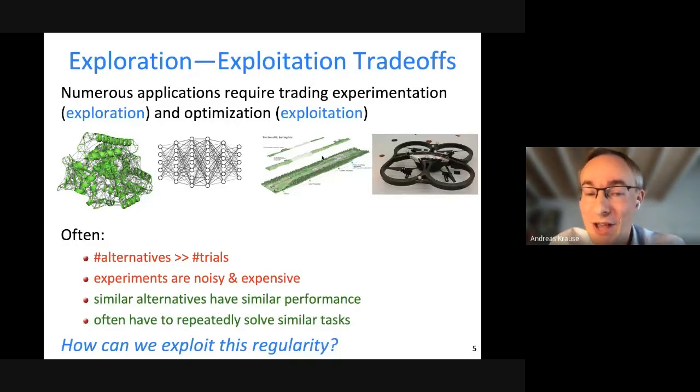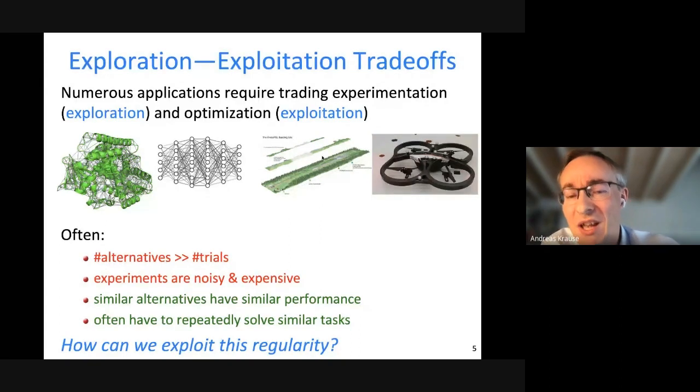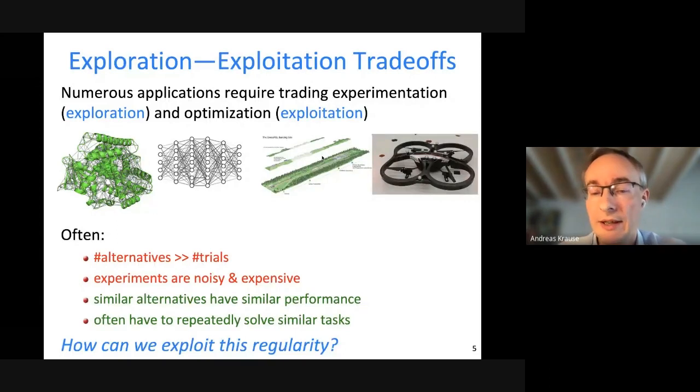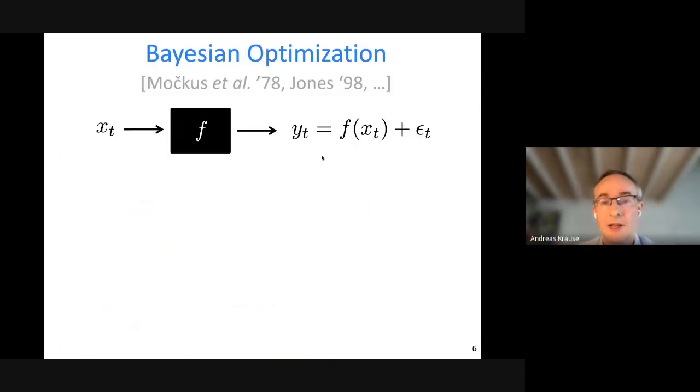Now, not all is lost, because typically there is some notion of regularity that we can exploit, in the sense that similar alternatives lead to similar performance, and oftentimes we also face a repeated sequence of similar tasks, ideas we'll explore later. And the key question is how we can make use of this regularity effectively.